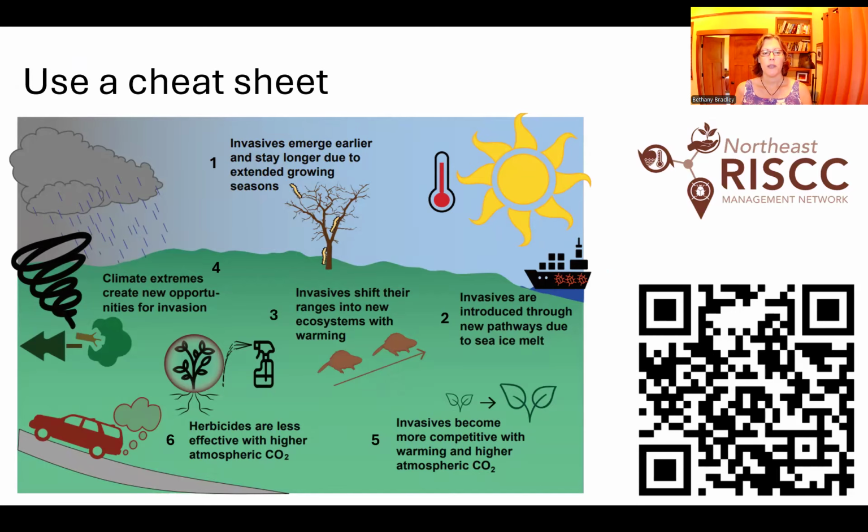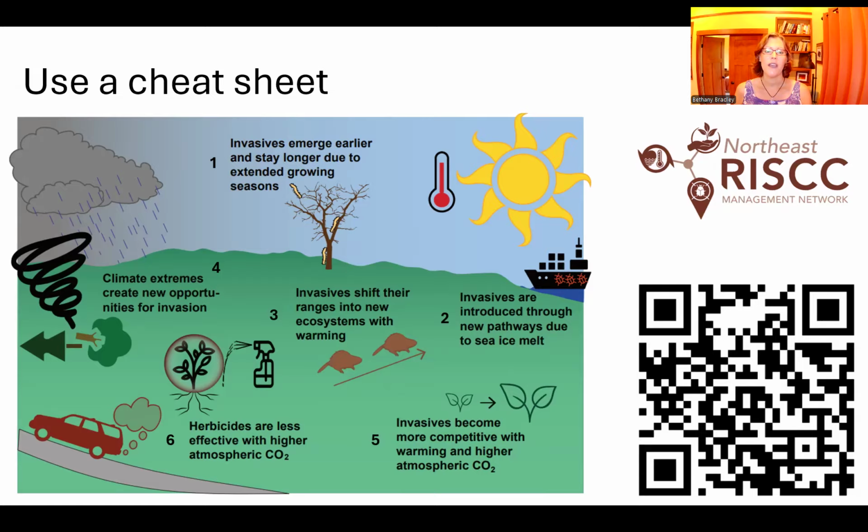And I'm going to do a whirlwind through these 6 major ways that climate change interacts with invasive species. So the first 3 of them, 1, 2, and 3, are tied directly to warming temperatures. The 4th is tied to climatic extremes, and the 5th and 6th are both tied to rising CO2. You can Google the Northeast RISCC Network and find our website, but there's a QR code on here that you can use to find this as well.